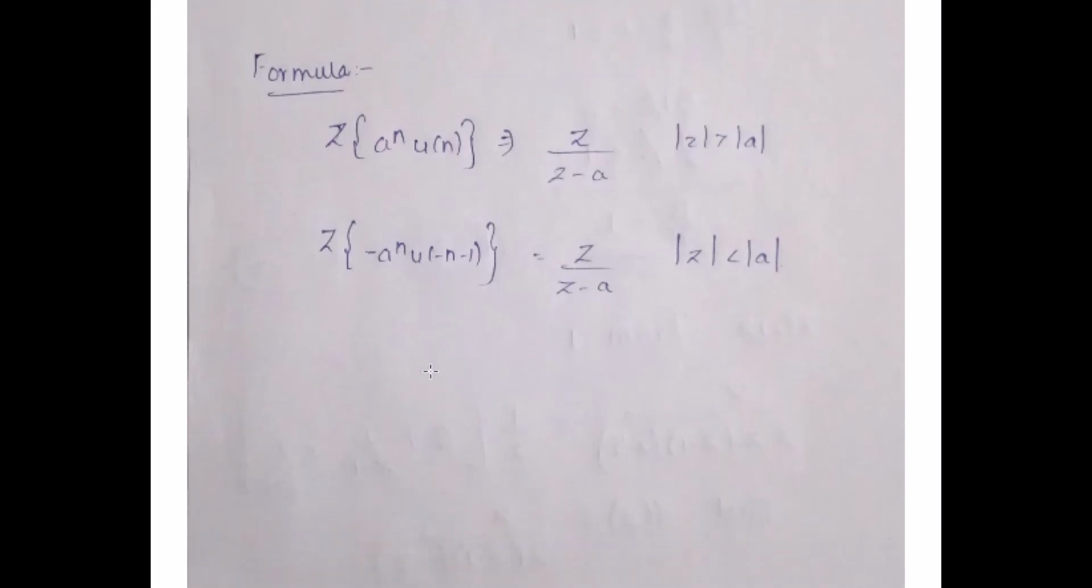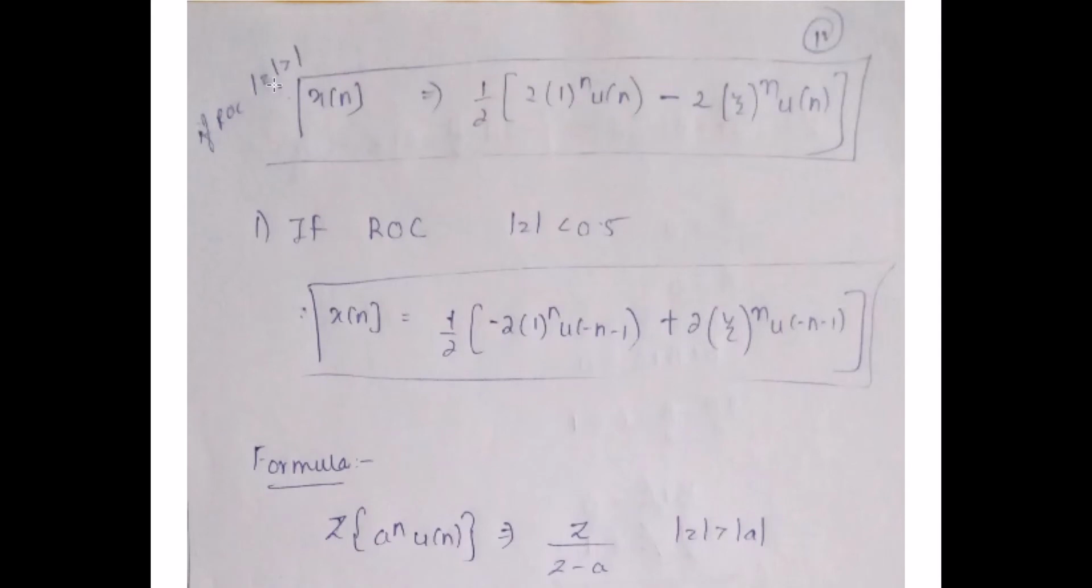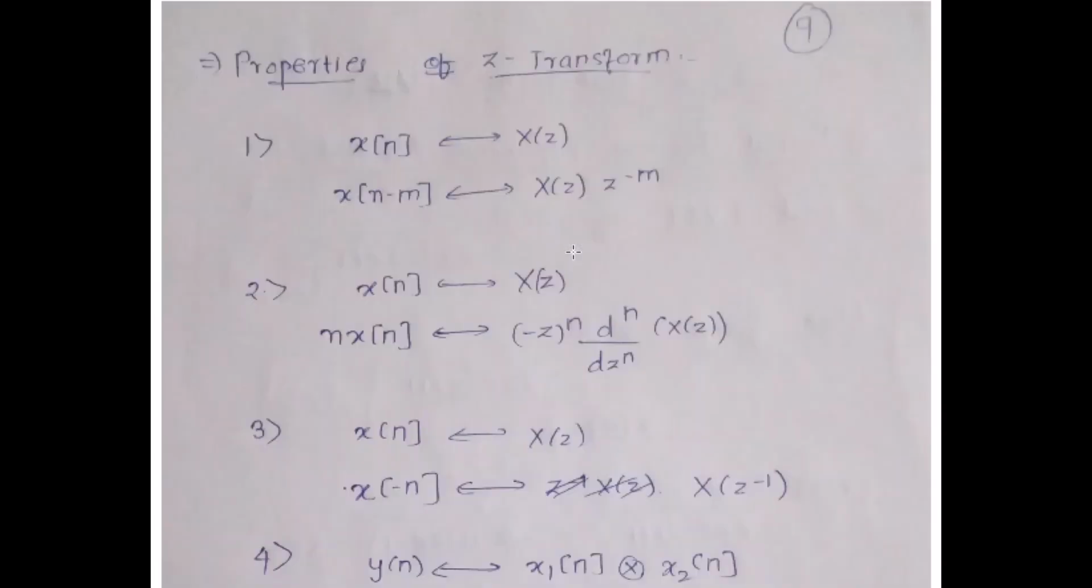So I hope I am very clear to you. In such a way, we can have a causal signal where mod z is greater than 1, and we can have a non-causal signal where mod z is smaller than 0.5. So that is very important. So I'll just give you an overview about things. The overview says that we have properties of Z transform, which is given over here.